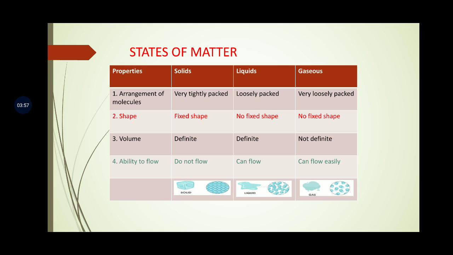Third one is volume. Solids have definite volume because their shape is fixed. They also have a fixed volume. Liquids have definite volume. They do not have a fixed shape, but they have a definite volume. Gases do not have definite volume.